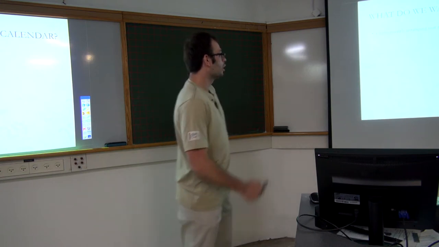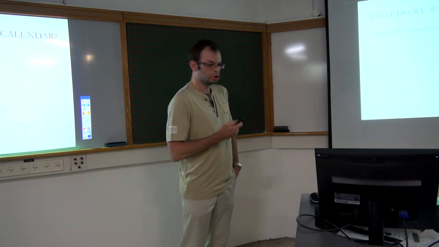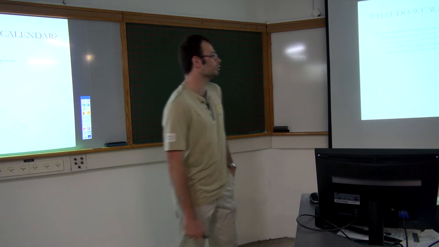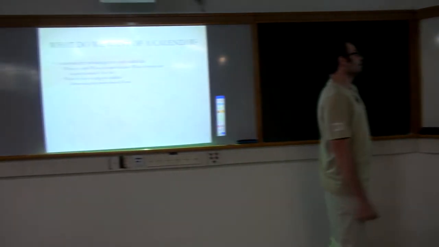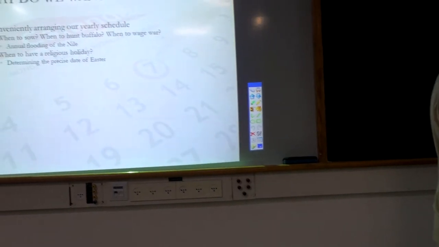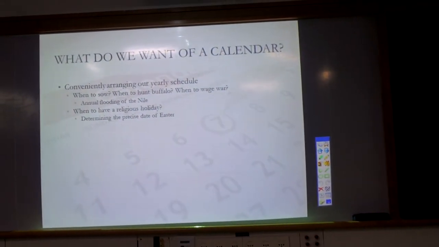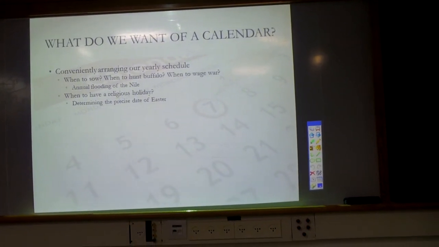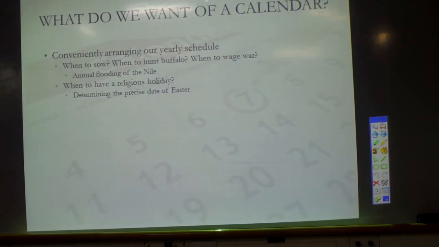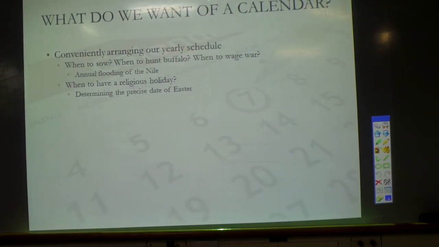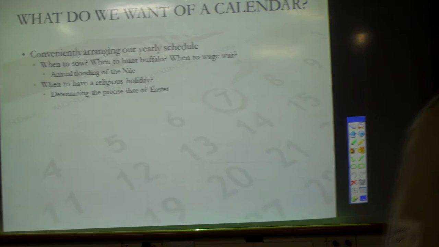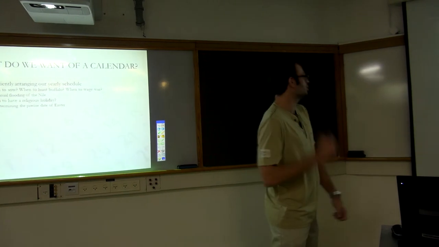So what do we want? First of all, you want to arrange your schedule in a convenient way: when to sow wheat, when to hunt buffalo, when to wage war. For instance, the Romans liked to have war in the spring, so that's probably a good time to have marked in the calendar. You could have a religious holiday that is very important to you, and you want to have it fixed in the calendar because the gods will get angry if it's somehow misplaced.